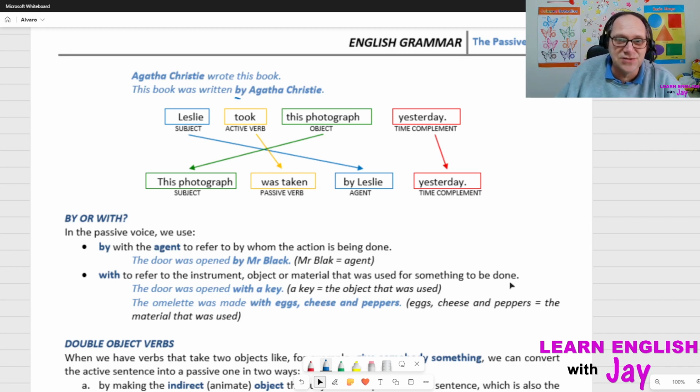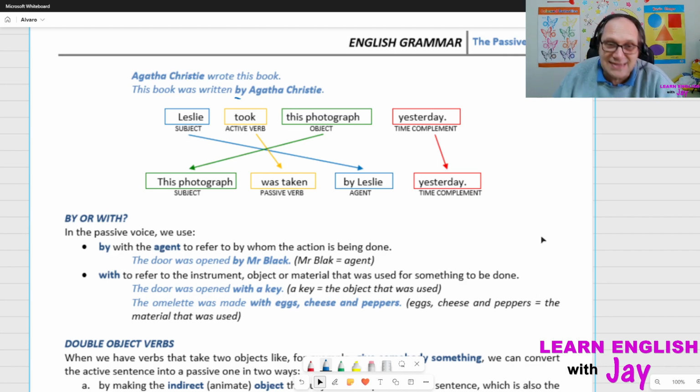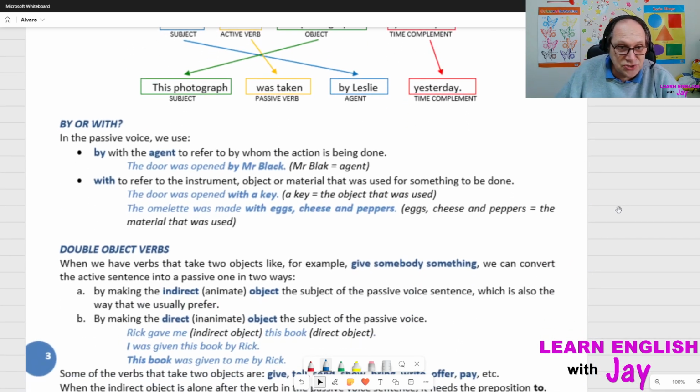And there's just another diagram of how everything changes around. So remember, it's only the subject and the objects that change around. The rest of it stays the same. The verbs are still in the middle. Any time complement or time phrases that we use are still going to be at the end. That's not going to change.